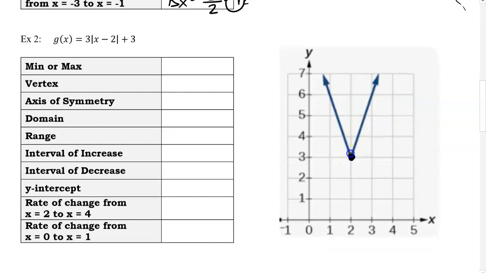So this graph, because the vertex is at a low point, we're going to call that a minimum. The vertex is at the ordered pair 2, 3. The axis of symmetry is the equation of the line that passes through the center of that absolute value function. So x equals, and it should match the x value of your vertex.